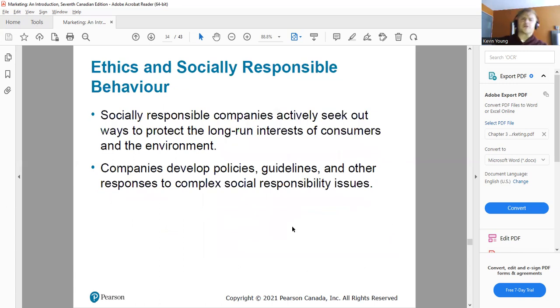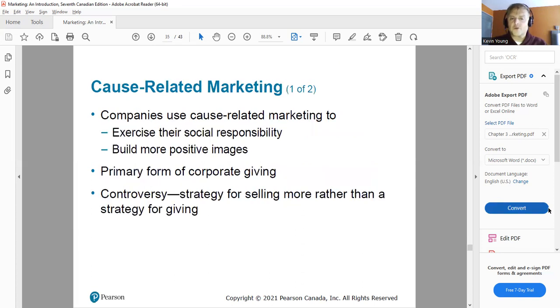Ethics and socially responsible behavior. Socially responsible companies think beyond their profits. They think about the external environment, people, natural resources, and the environment. These companies actively seek out ways to protect the long-run interests of consumers and the environment. They develop policies, guidelines, and other responses to complex social responsibility issues.